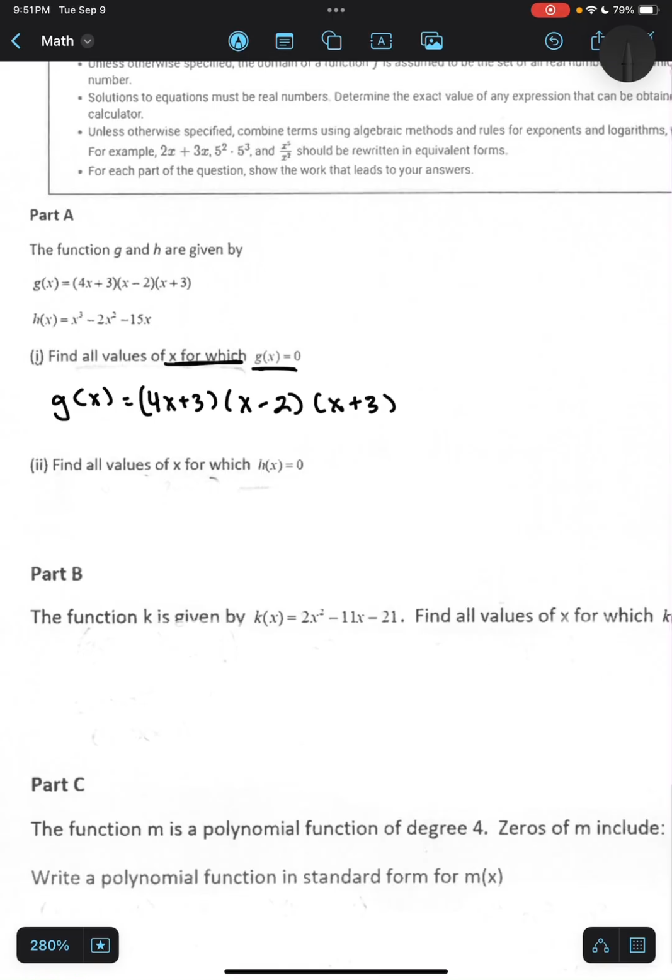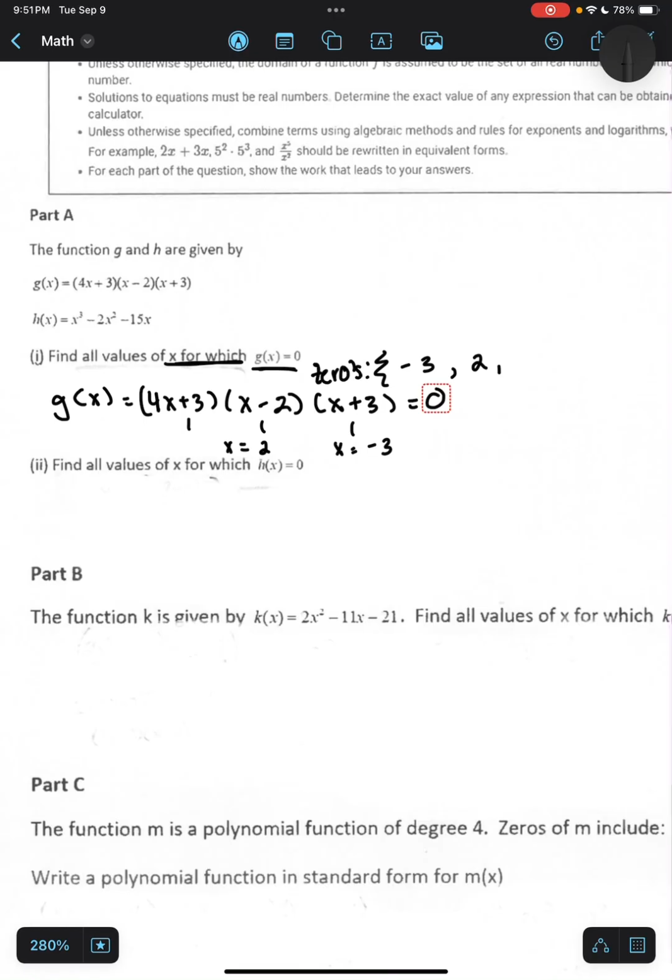So this is already in factored form. So what we can do to just find the zeros is take out each factor and set them equal to 0. So for this one, x equals positive 2. For this one, x equals negative 3. Okay, we have the two zeros. So we can put them in the zeros: negative 3, 2.